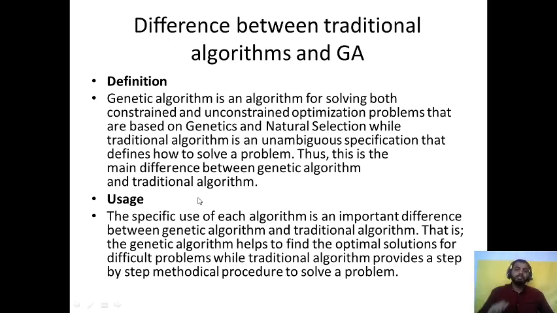The same thing applies to the traditional algorithm and the genetic algorithm. The traditional algorithm is when you are traveling for the first time with your friend, and the genetic algorithm is the one wherein you are traveling with your friend who knows everything prior to it.